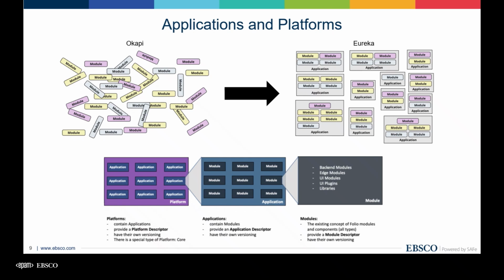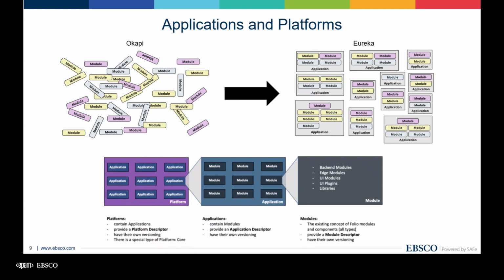Okay, shifting gears to the bottom of this diagram, and we're going to work from right to left down here. You start with a module. Everyone is probably familiar with the module. In Folio, they have their own module descriptor, their own versioning, etc. Those are grouped into applications, which also have their own application descriptor and their own version. And then those get rolled up into a platform.